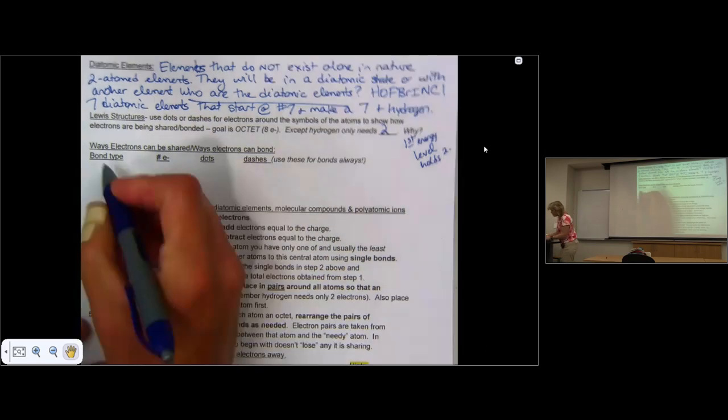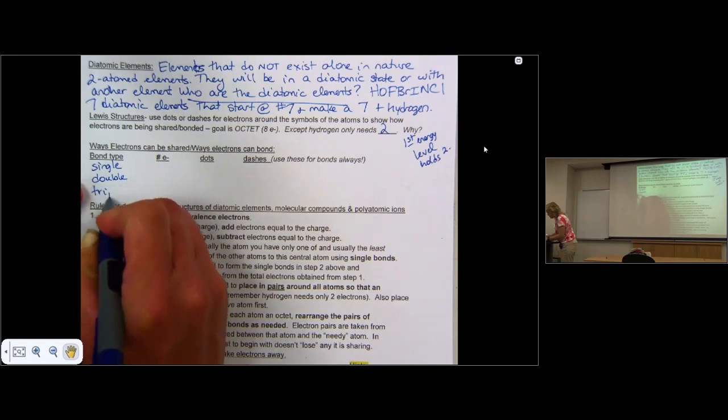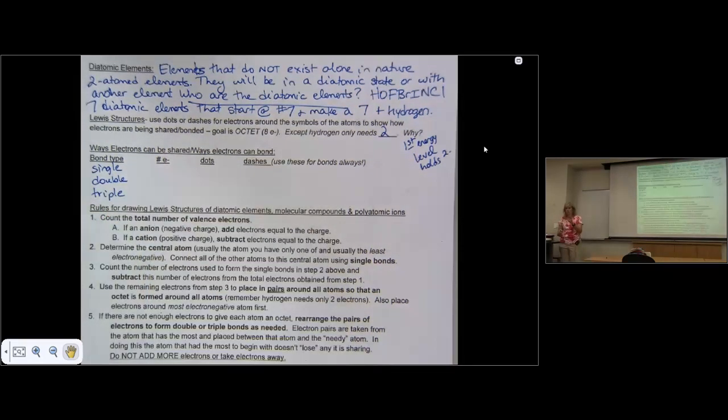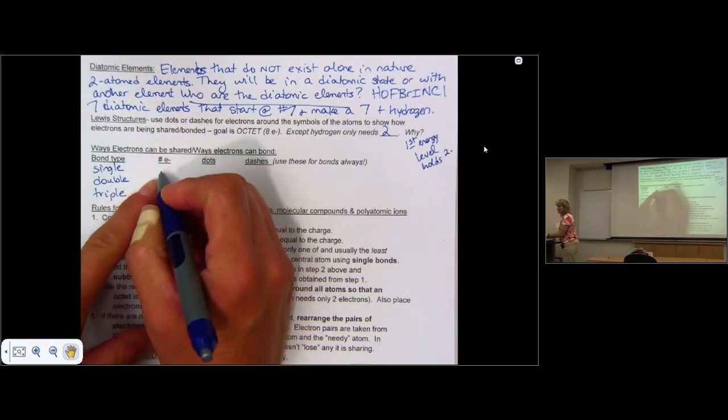You can share them in a single bond. You can share them in a double bond. You can share them in a triple bond. That's the 3 ways you can share electrons. Single, double, or triple. There are no Jameses here. You don't get that, do you? All right. I'm trying. Wake you up.